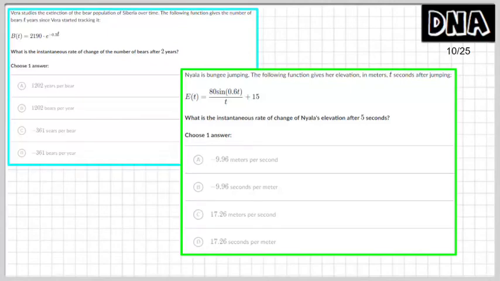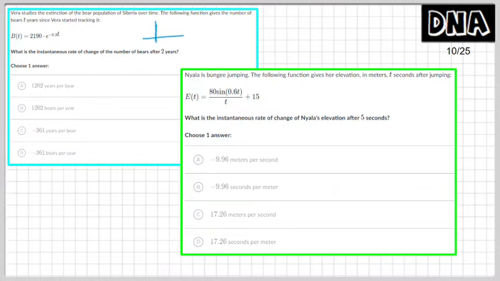Light blue problem. Vera studies the extinction of the bear population of Siberia over time. The following function gives the number of bears t years since Vera started tracking it. Now, I like understanding everything I'm working on, so let's understand it really quick.